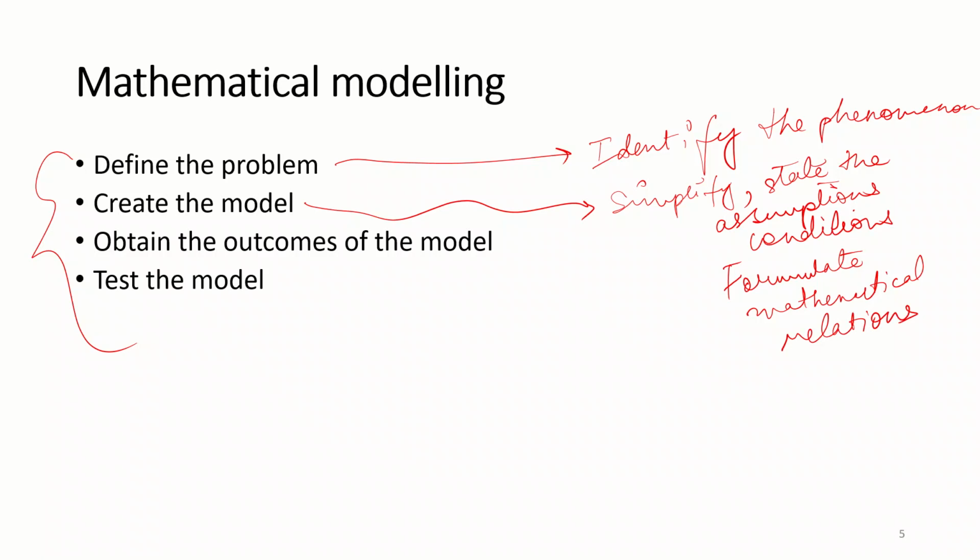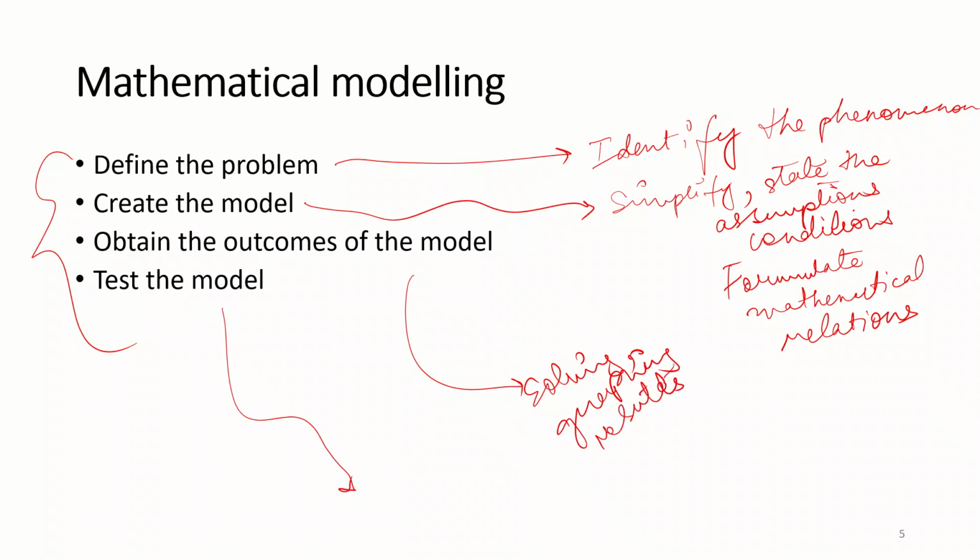So this is part of creating the model. Then obtaining the outcomes of the model is basically solving, graphing. That's what obtaining the outcomes of the model is, and then maybe also result analysis. Then testing the model is validation.